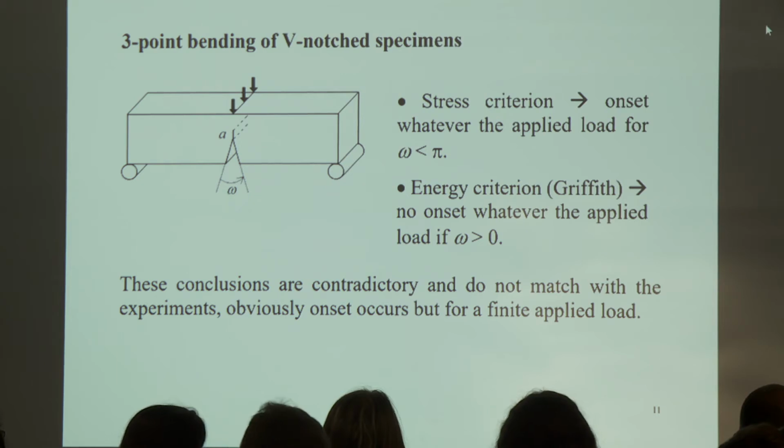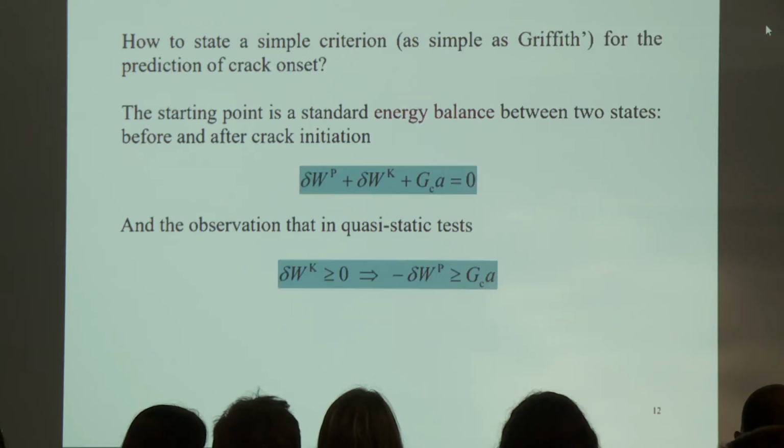If you use this criterion, you can conclude that no onset will occur. Of course, the conclusions are contradictory, and one can imagine that something else appears. It means failure occurs, but for a finite applied load. So we have to try to explain this. And how to state a criterion to predict crack onset? A simple one, a macroscopic one, using as few parameters as possible.